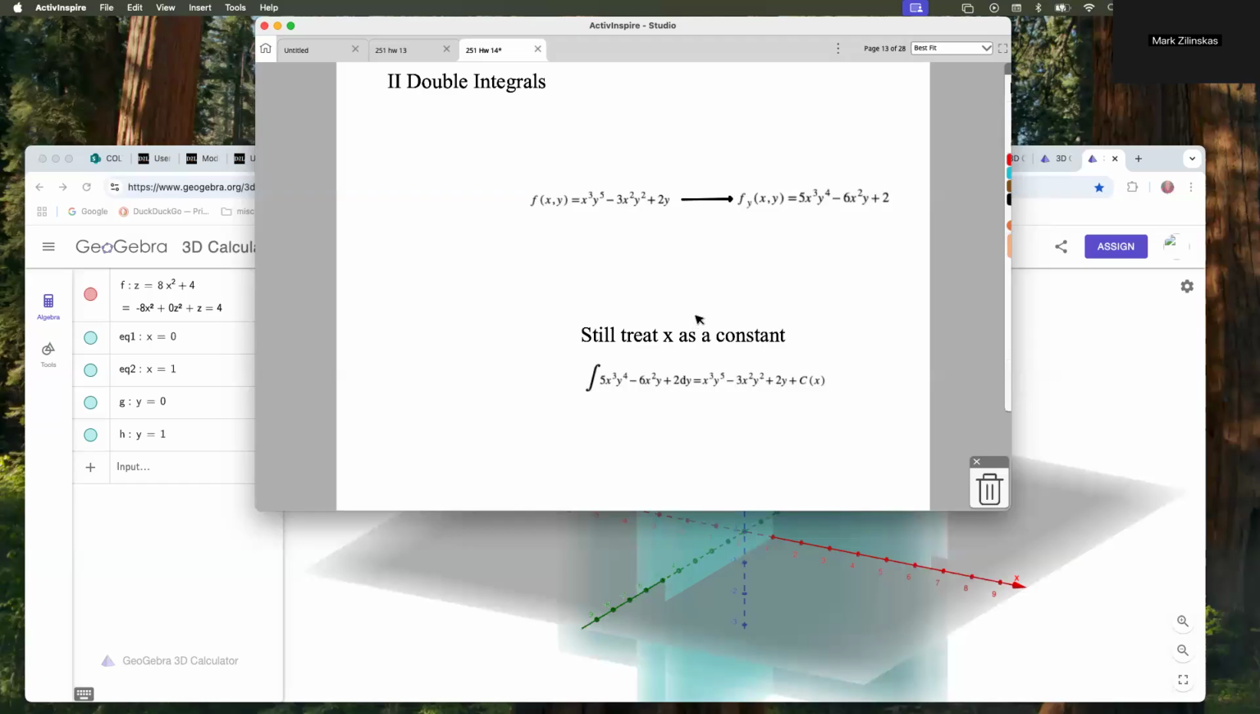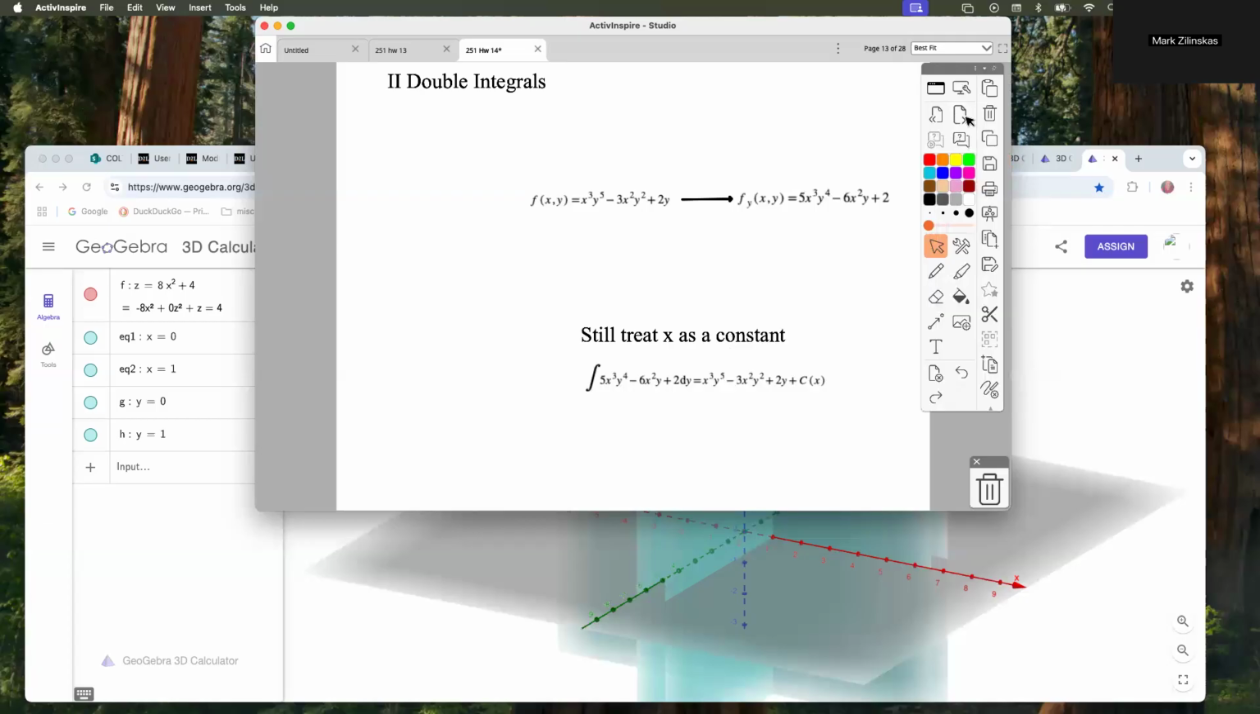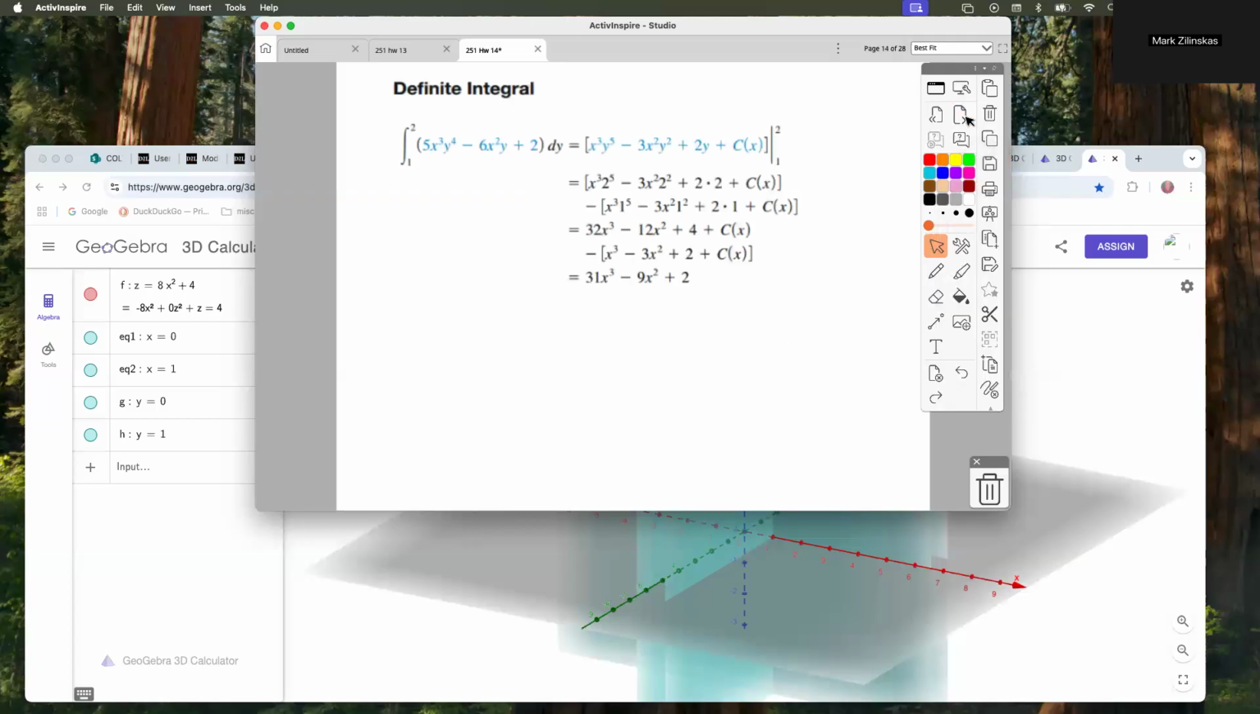So if I was going in the opposite direction, the idea of integration is the opposite of differentiation, the inverse operation. I'm going to take this derivative over here and convert it back to what I started with, except I have this arbitrary constant there. So that's the idea. I'm still going to treat x as a constant and deal with y as my variable in that instance.